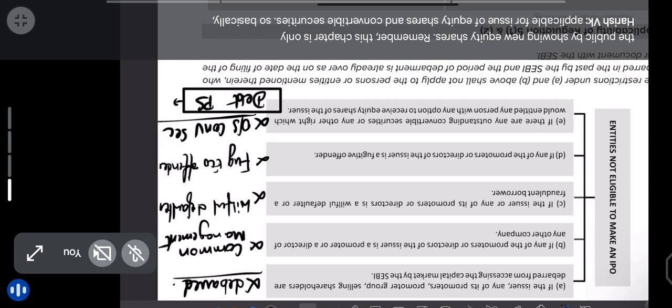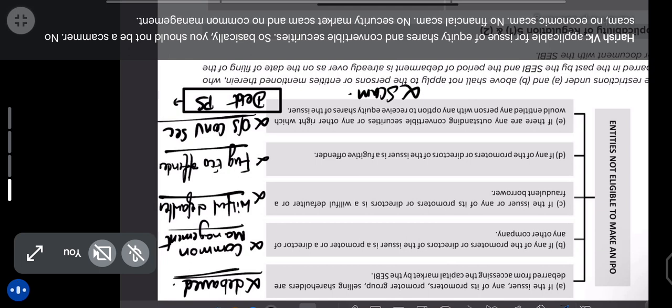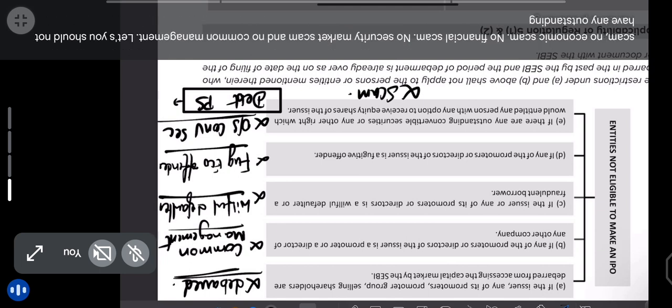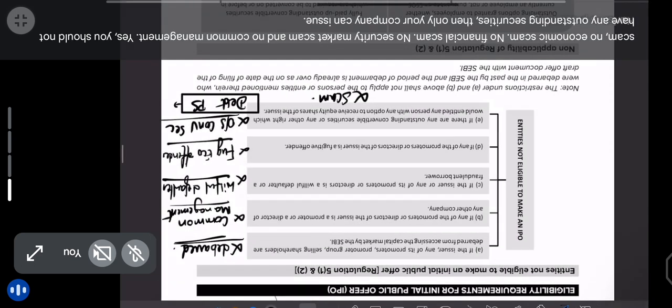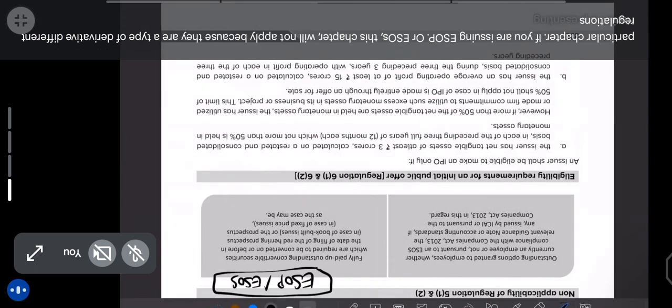So basically, you should not be a scammer. No scam, no economic scam, no financial scam, no security market scam, and no common management. Plus, you should not have any outstanding securities. Then only your company can issue equity shares and convertible securities under this particular chapter. Different regulations will apply there.